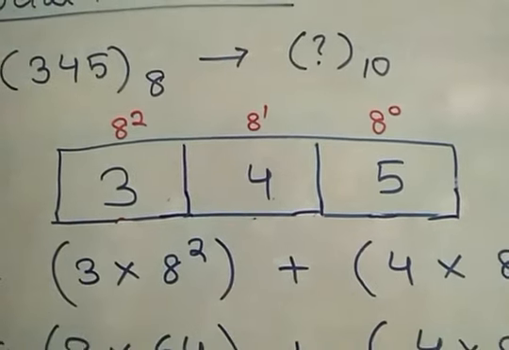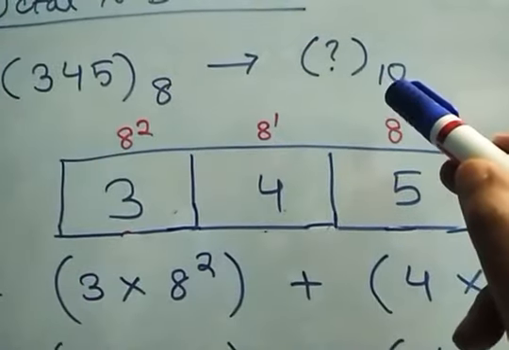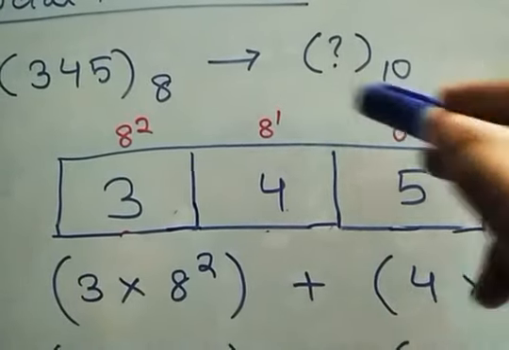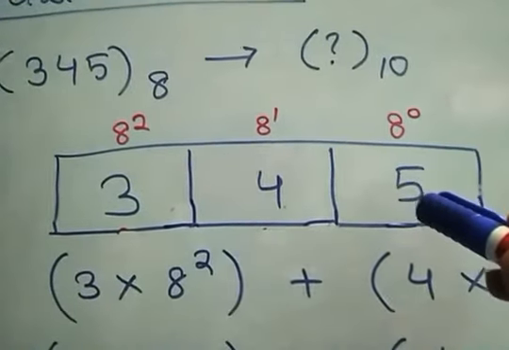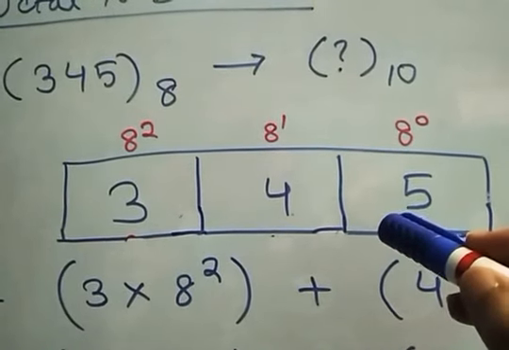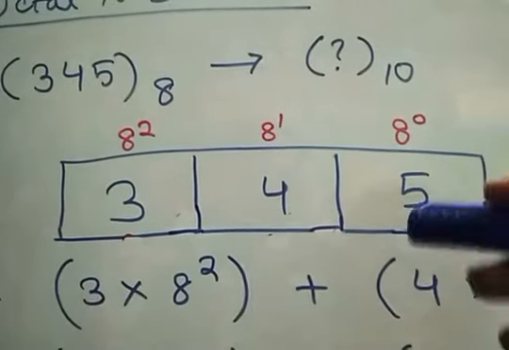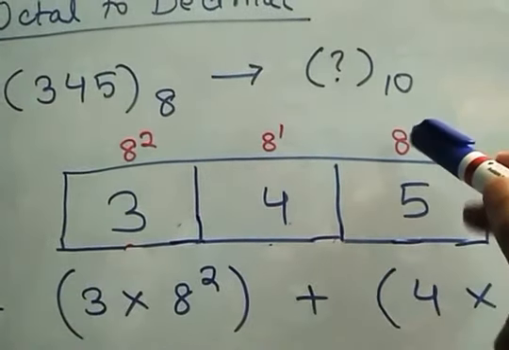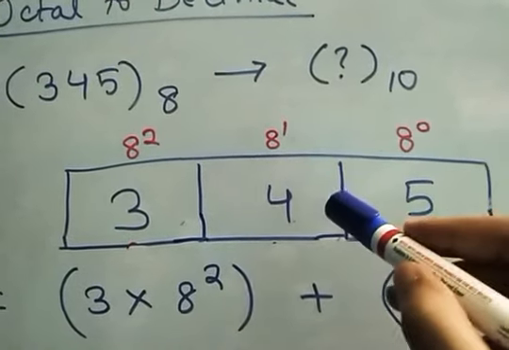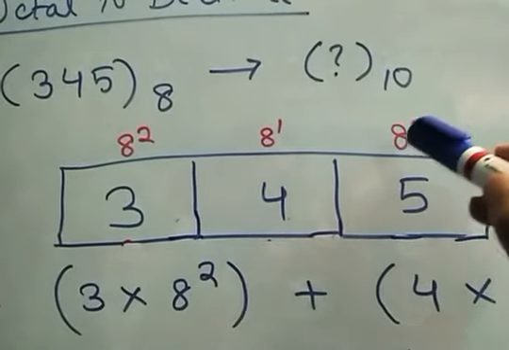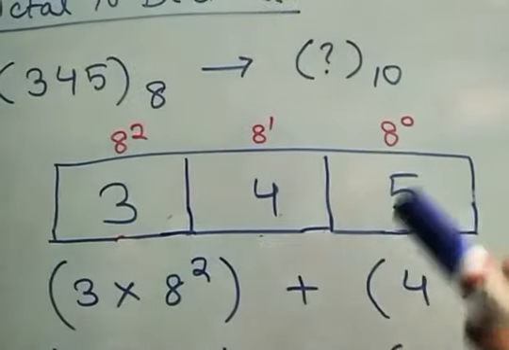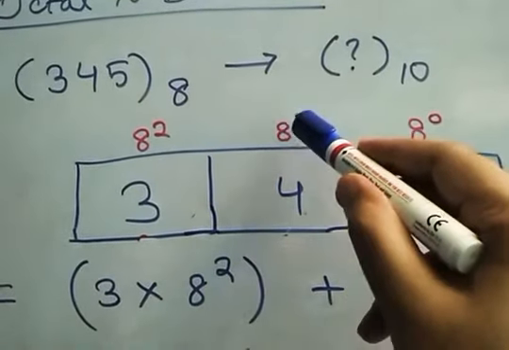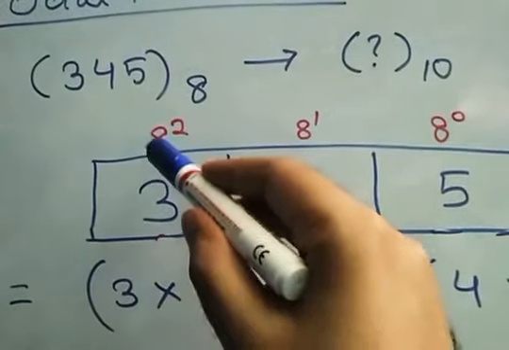In binary, for binary to decimal conversion, we took the weight as 2 to the power 0, 2 to the power 1, because 2 was the base there. In the binary system the base is 2, so we take the weights as the base of that system. Similarly, 345 is an octal number, so the base of this system is 8. The power of 8 will calculate the weights. Weight of 0 position is 8 to the power 0, weight of 1 position is 8 to the power 1, weight of 2 position is 8 to the power 2.